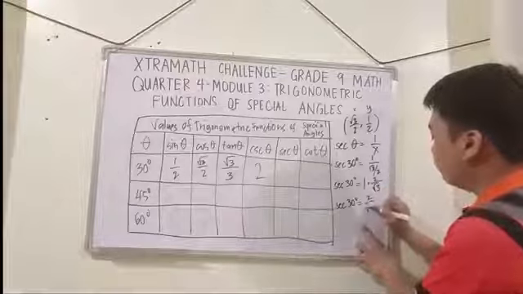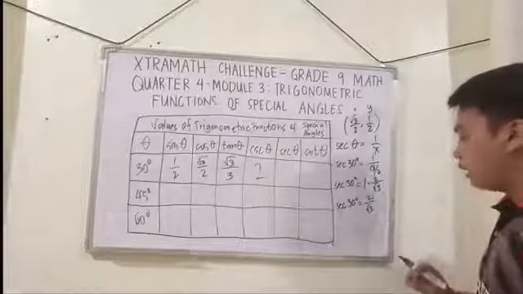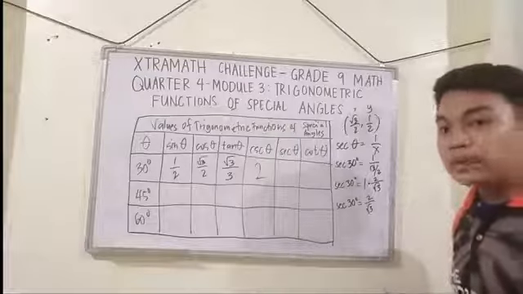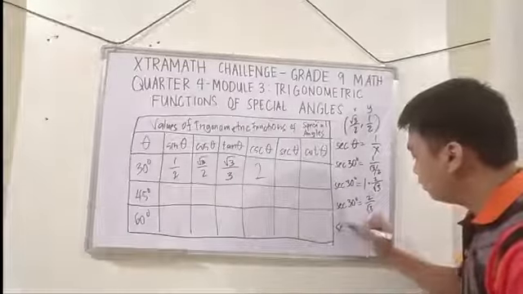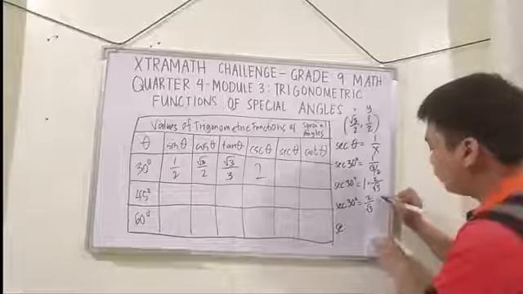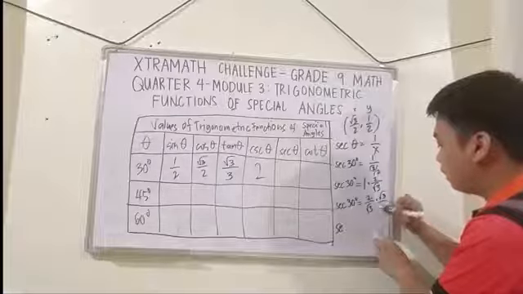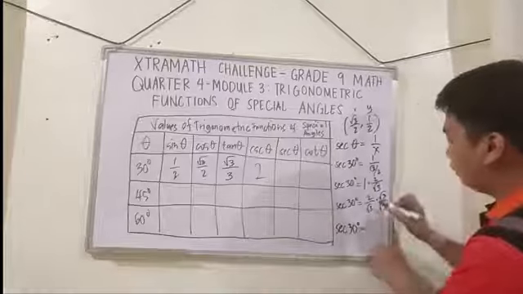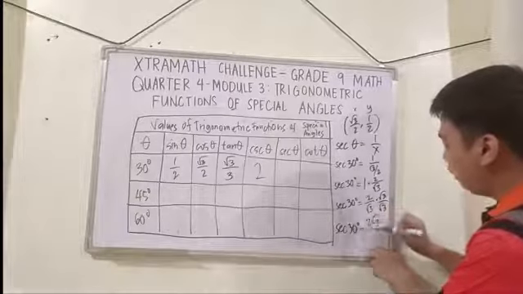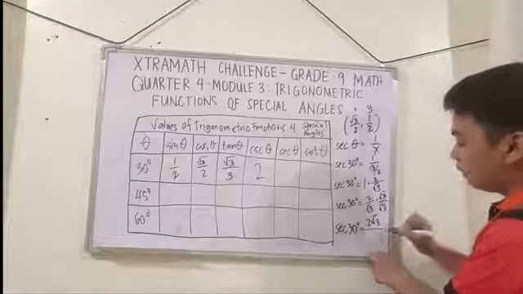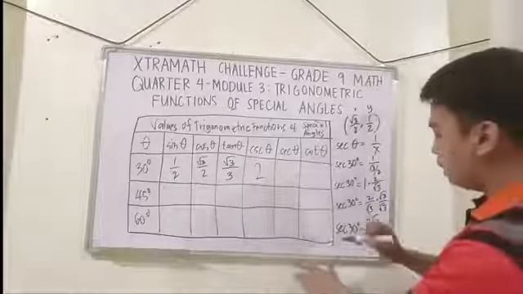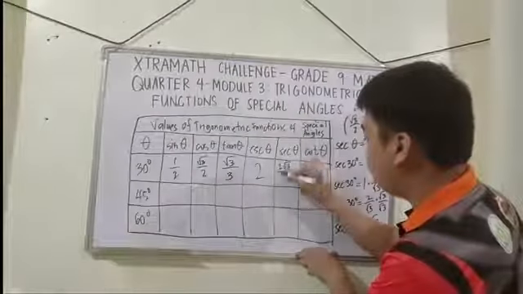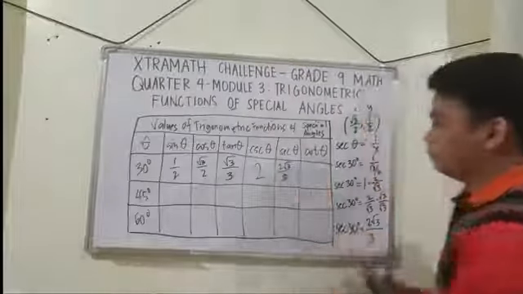So that is equal to 2 over square root of 3, and if we are going to rationalize 2 over square root of 3, multiplying both numerator and denominator by square root of 3, secant 30 degrees is equal to 2 square root of 3 over square root of 3 times square root of 3, that is equal to 3. So that means secant 30 degrees is equal to 2 square root of 3 over 3.